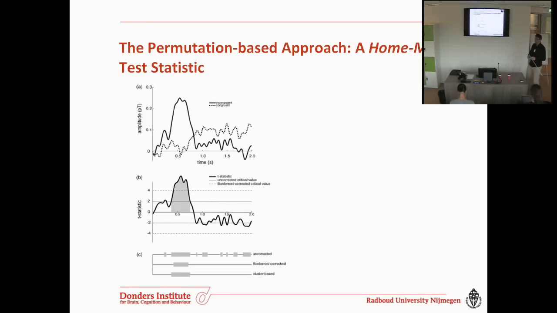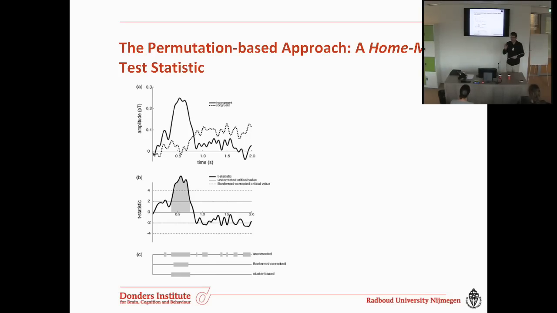Okay, now how does this work in practice? What I'm going to show you now is a particular test statistic. I call it a homemade test statistic, and I would advise you all to make homemade test statistics in order to improve your sensitivity. The homemade test statistic that I have built here is also built into FieldTrip. It's based on clustering adjacent time points. And that makes a lot of sense from a neurobiological perspective.